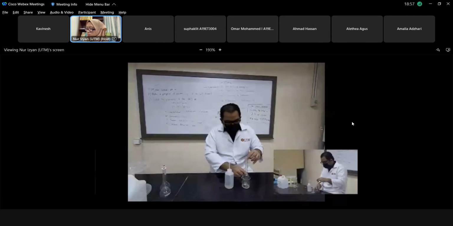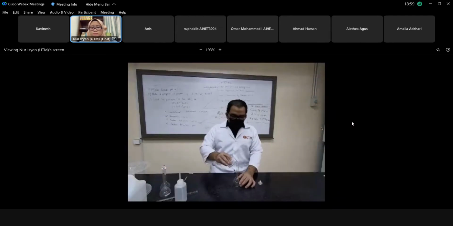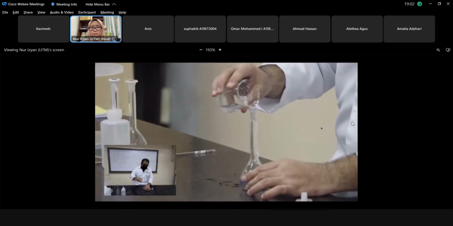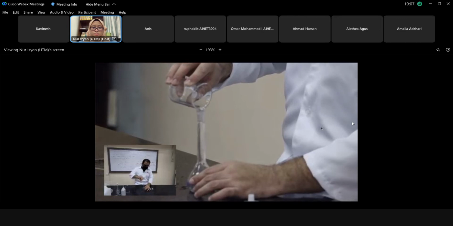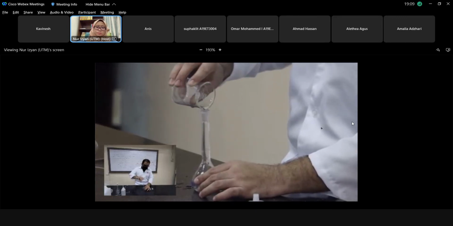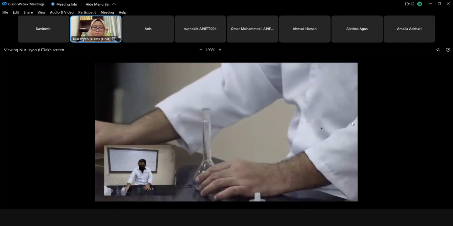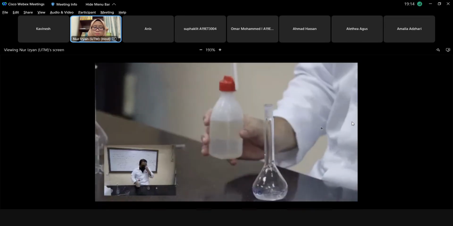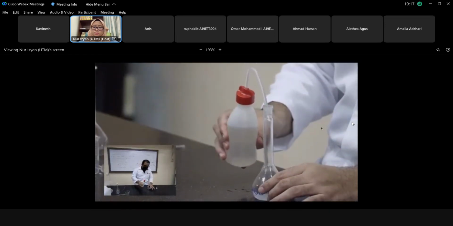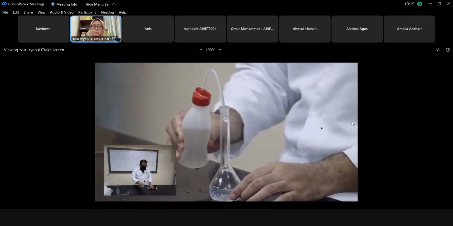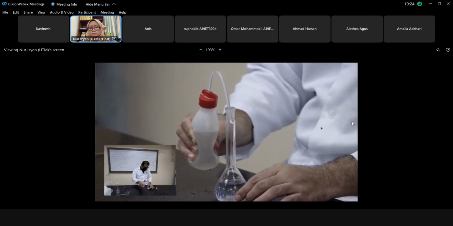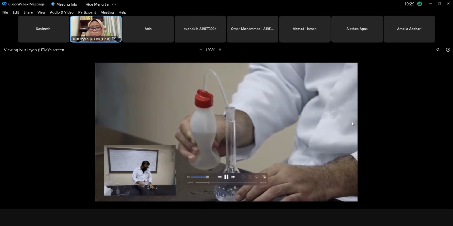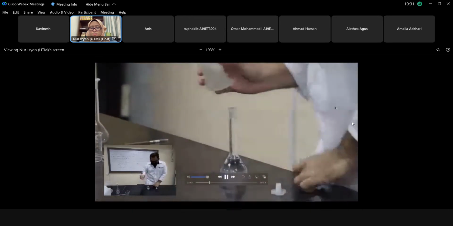Then you can start transferring the solution into the 100 milliliter volumetric flask. This is how it is going to be done. Then we add distilled water, the deionized distilled water, into the volumetric flask up to the mark. We have to be very careful. We have to make sure that we have high level observation. Now, since it's coming to the mark, I have to stop it. I have to make sure that I am at the level.